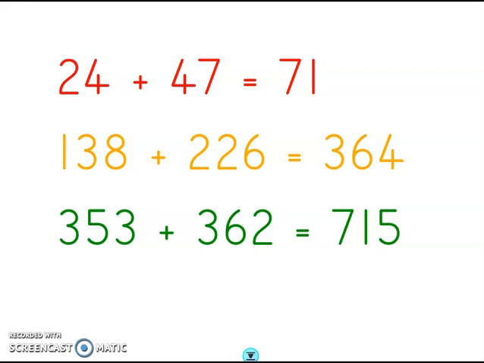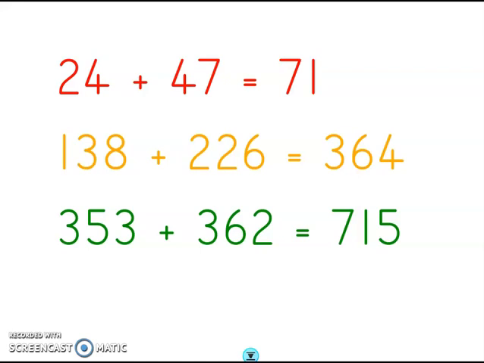Now 3 ones plus 2 ones gives me 5 ones. 5 tens plus 6 tens, a little bit different here, gives me 11 tens. And we need to remember 11 tens are 110. So I've got to regroup and exchange that one. So 300 plus 300s is 600s, but I've got 100 left over to give me 700s. So 700s and 15. So well done with that.